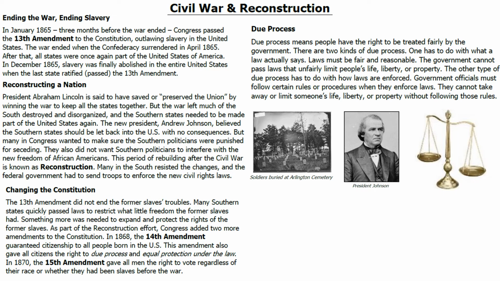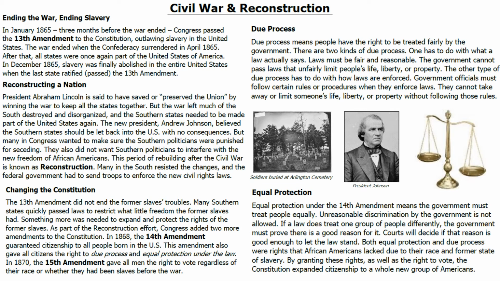The other type of due process has to do with how laws are enforced. Government officials must follow certain rules or procedures when they enforce laws. They cannot take away or limit someone's life, liberty, or property without following those rules.